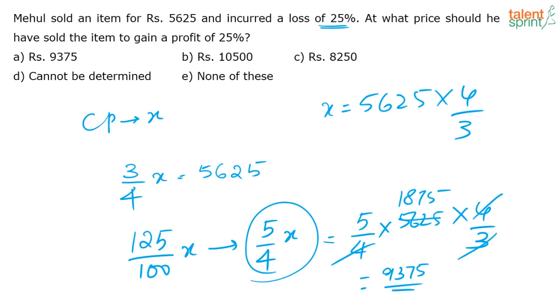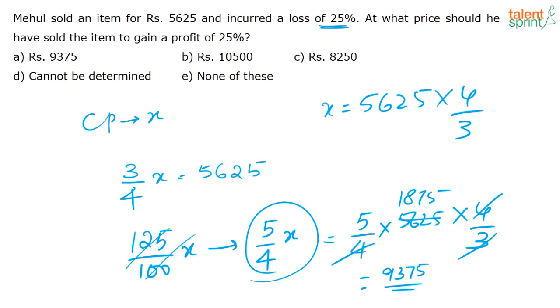This question is very easy. Only one small thing that you can do is converting the percentages into fractions. 75%, which comes from a 25% loss, is nothing but 3 by 4, and 125 by 100 is nothing but 5 by 4. If you know these two, you needn't write any of these steps. Directly you can write this, and don't try to simplify and find the cost price. The cost price is actually not required here at all. Just substitute it directly, cancel out, and you will get the answer.